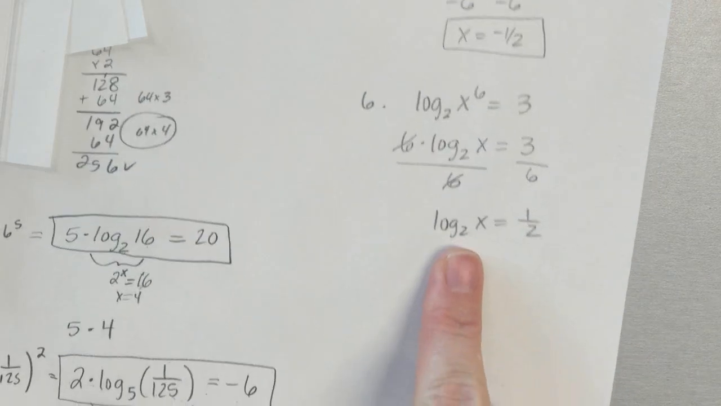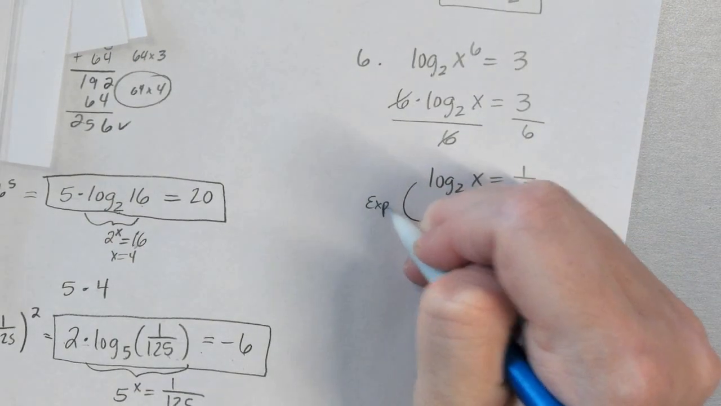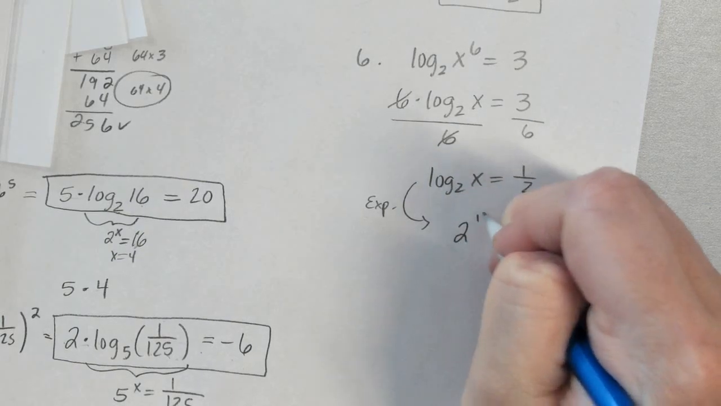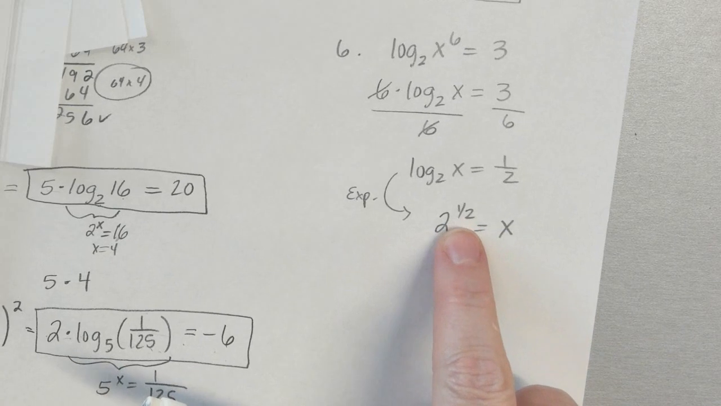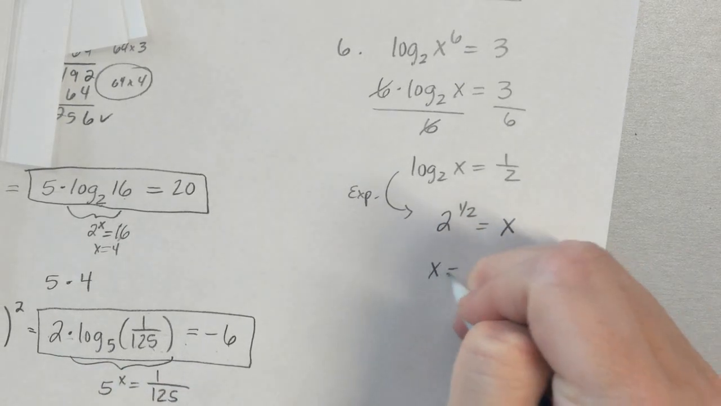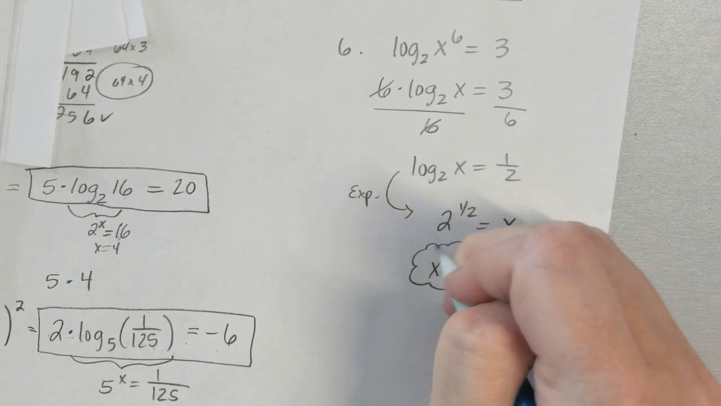Now, once you get to a log, you can always rewrite it in exponential form. That's going to be big. And you have 2 to the 1/2 equals x. And remember, we just talked about if it's to the 1/2, what does that mean? So it's just the square root of 2. And we would leave it like that, because you don't have your calculator.